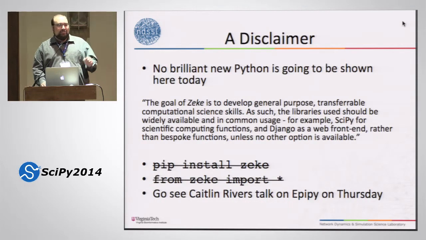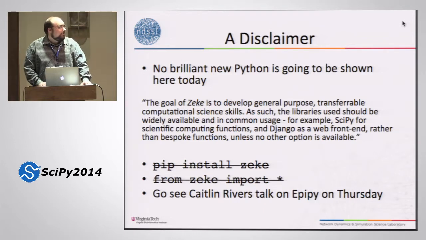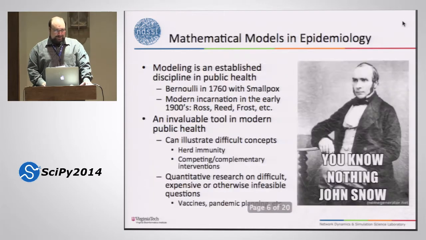So as a disclaimer, there's not going to be any brilliant new Python written today. In fact, the goal of Zeke is not to write brilliant new Python. It's to present something using very stable, very well supported libraries, so things like SciPy, NumPy, Django, things that if somebody loses grant funding or gets tired of maintaining the project, Zeke won't break. If SciPy breaks, that's a problem, but I think that's a problem for everybody in the room. So, for example, there's no pip install Zeke or from Zeke import. If you want to see bespoke epidemiology-centric Python code, Caitlin Rivers is giving a talk on her package EpiPy on Thursday. You should go to it.